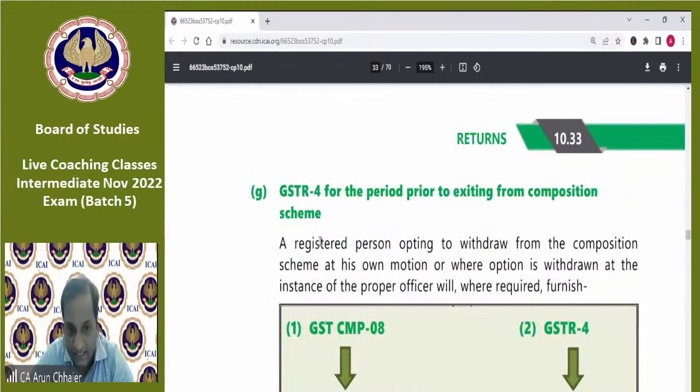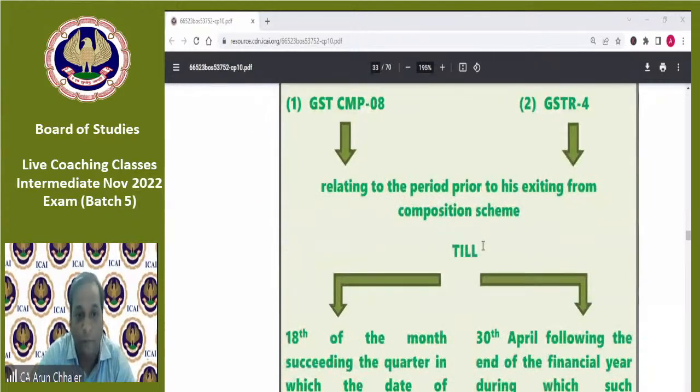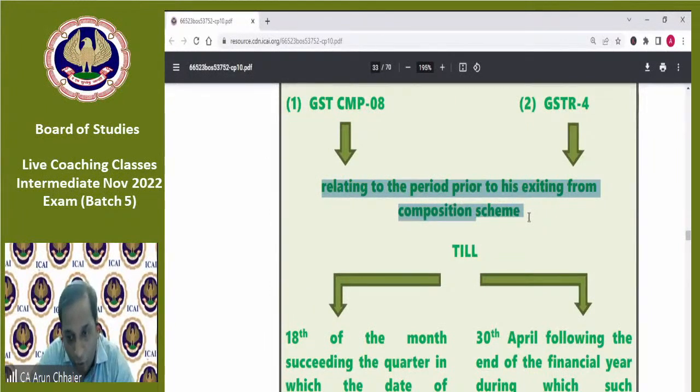GSTR 4 for the period prior to exiting from the composition scheme. Now they are talking about opting out from composition. In the last page, we discussed opting into the composition. Now we are discussing exiting from the composition, opting out. A registered person opting to withdraw from the composition shall furnish the CMP 08 or GSTR 4 relating to the period prior to his exit from or opting out of composition. He has to furnish the CMP 08 and GSTR 4.